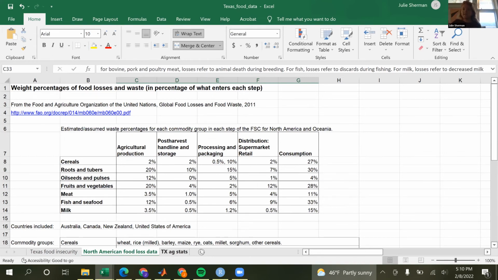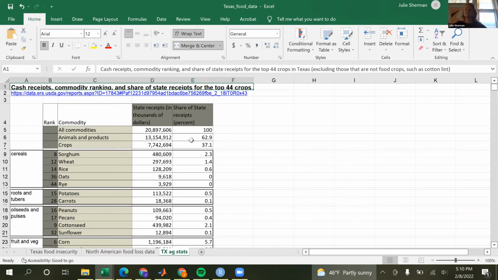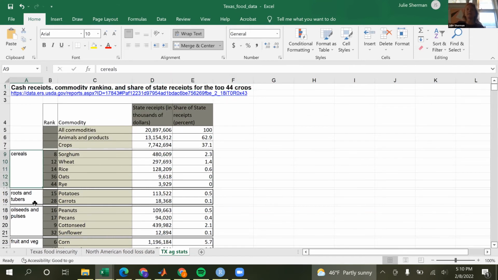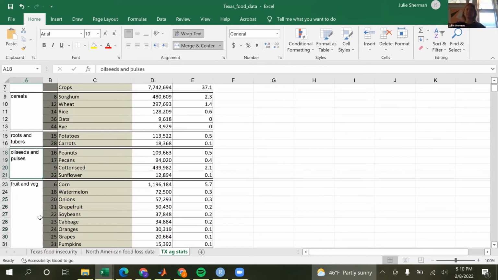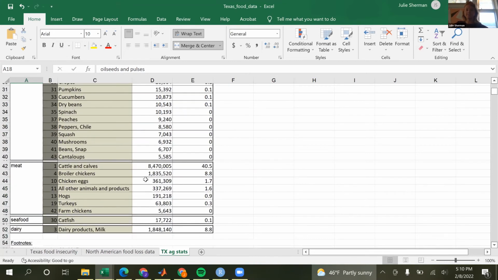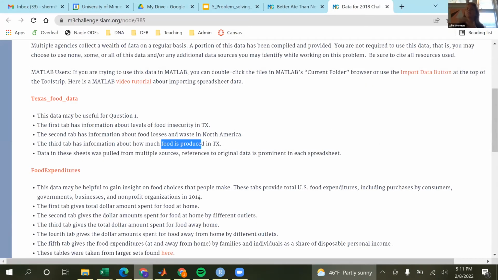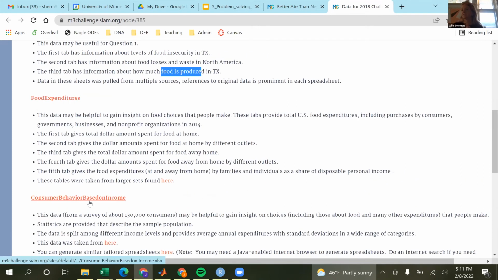And then finally in this, we have the amount of money spent on each different type of food. So it's broken down into the same categories: cereals, roots, oilseeds, fruits, veggies, meat, seafood, and dairy. And we have a total amount spent on each of this. Okay, so this was hopefully just to give us an idea of this first data set. We also have a few other ones, but they're not going to be as relevant to the first problem.